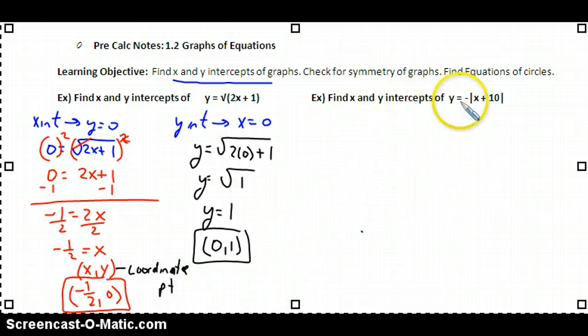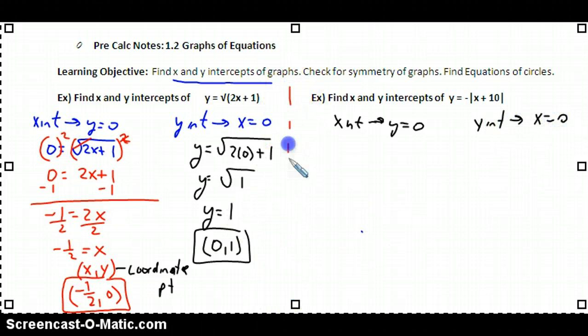So now if we do that again with a problem that has absolute value bars involved, you have to make sure you understand how to solve equations with absolute values in them. So again, we're going to replace a y with 0 to find the x-intercept, and then to find the y-intercept, we will replace the x value with 0. So in here, that's going to make it look like 0 equals negative absolute value of x plus 10.